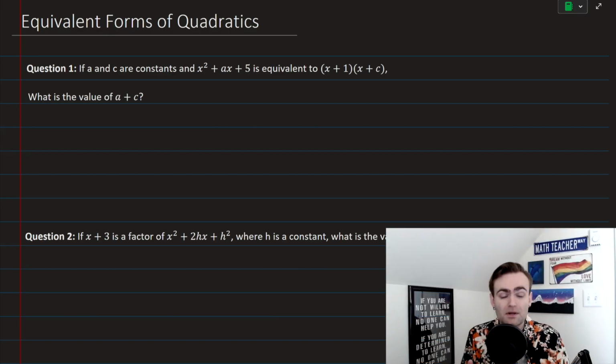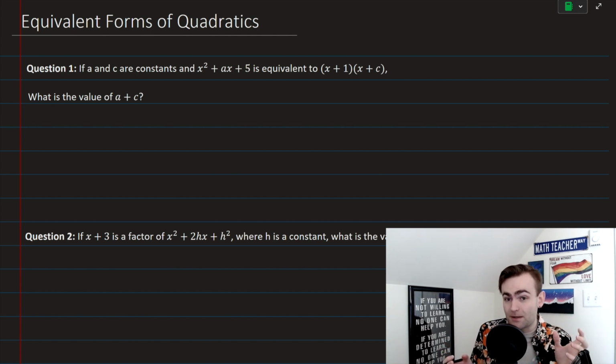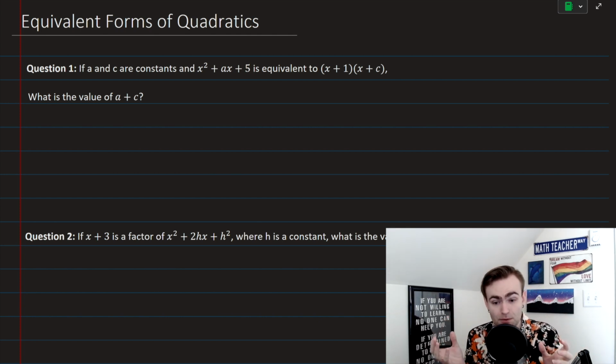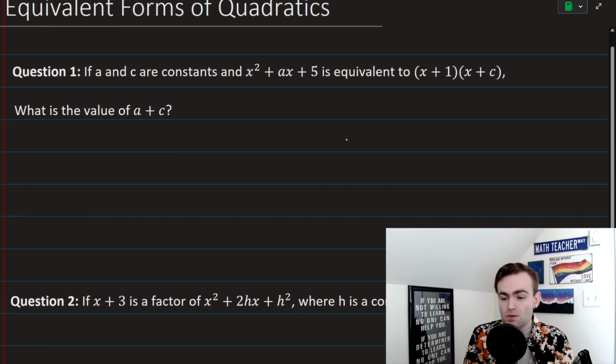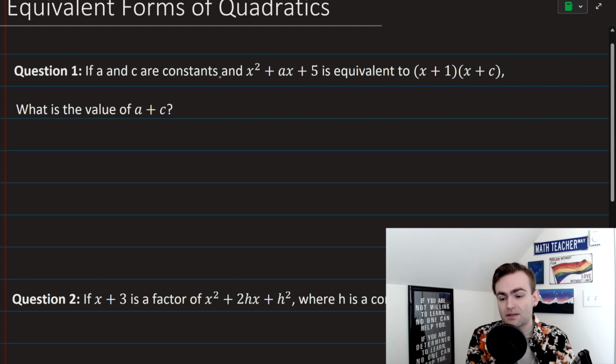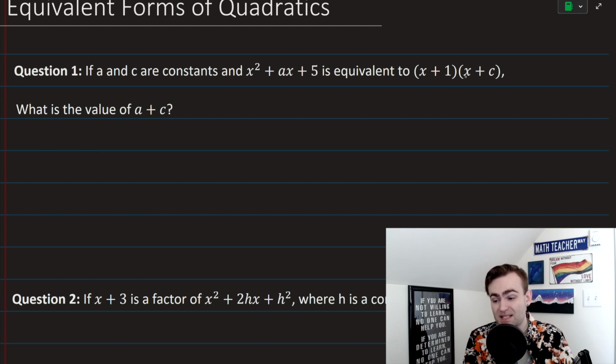Today we're going to be solving some problems that involve us having to know multiple forms of quadratics and how to move in between them, specifically more along the lines of factored form and standard form. So let's get started. The first one here is: if a and c are constants and x squared plus ax plus 5 is equivalent to x plus 1 times x plus c, what is the value of a plus c? Well, there's a few things that already spark in my mind.